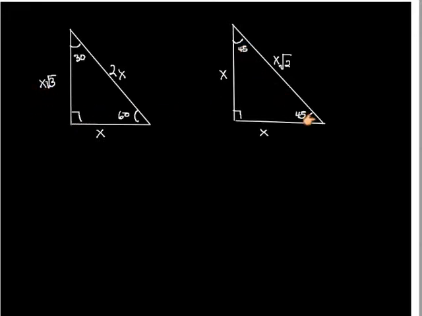In the 45, 45, 90 triangle, the legs are always equal to each other, as you would expect in an isosceles triangle, with these two angles being equal, and the hypotenuse is the x value times root 2. So for special triangles like 30, 60, 90 or 45, 45, 90, it is not necessary to use Pythagoras' theorem to find the missing side.